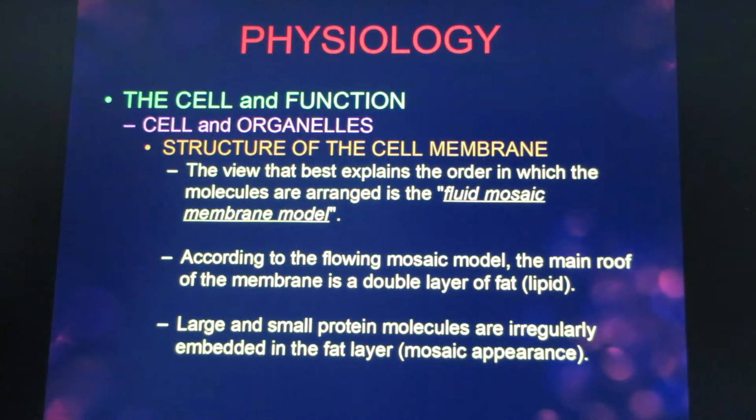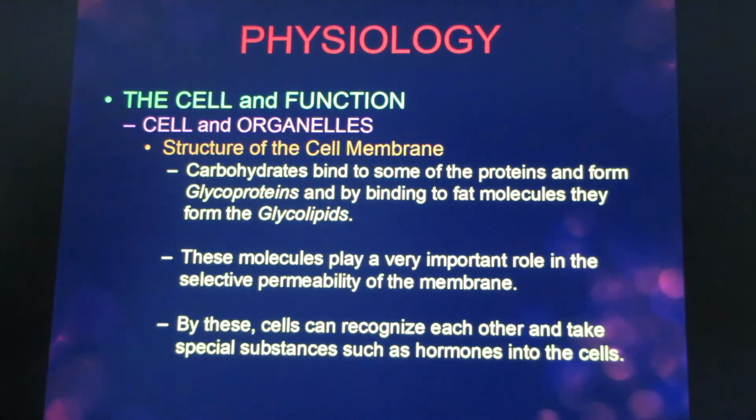According to this fluid mosaic model, the main roof of the membrane is a double layer of fat. Fats are also termed lipids. Large and small protein molecules are irregularly embedded in the fat layer, which gives it a mosaic appearance.